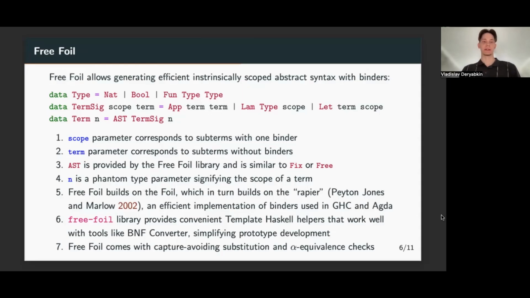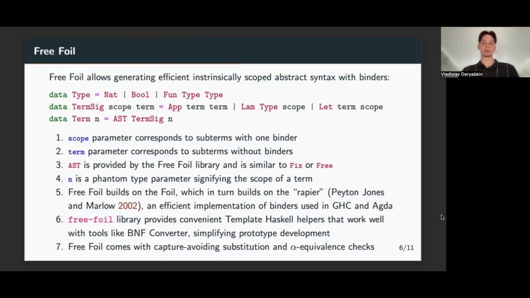Type constructor AST is provided by the library and is similar to the fixed point combinator that automatically adds variables and binders in the correct places. The phantom type parameter n is statically tracking the scope of each term. This is a feature of the underlying FOIL approach, which is in turn a type safety mechanism on top of the RPR, which is an efficient implementation of the bound-direct convention for bound variables, which is used by Glasgow Haskell compiler as well as Agda.